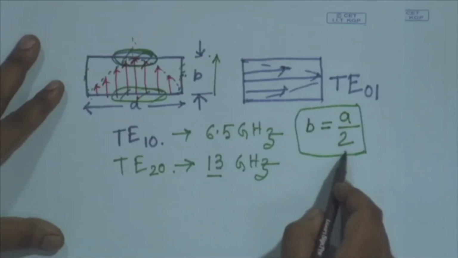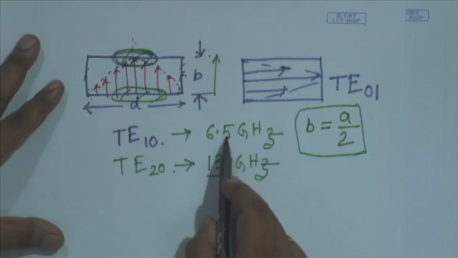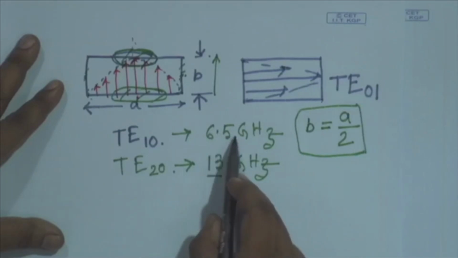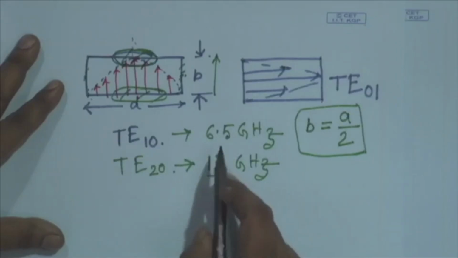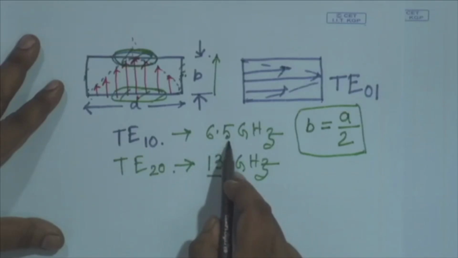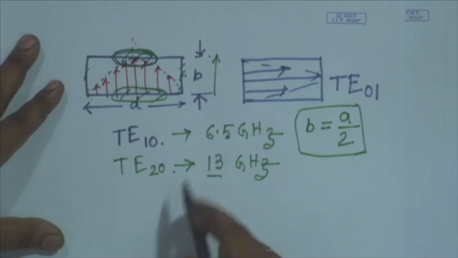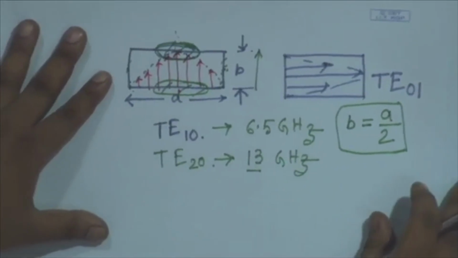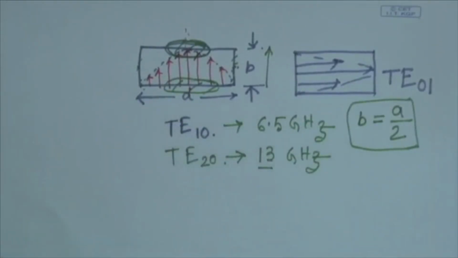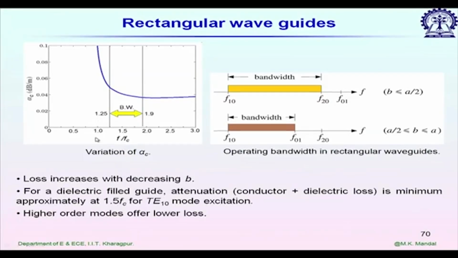So, that is why for a standard rectangular waveguide, we always have b is equal to a by 2. Now, if I go back to the alpha c plot for the air filled waveguide, we can't utilize this whole bandwidth. Why? Because alpha c is infinite at 6.5 gigahertz, the cutoff frequency. So, let us go back to the plot then. You see, this is the normalized frequency. So, f by fc equal to 1 represents the cutoff condition. At cutoff frequency or near cutoff frequency, attenuation is high.